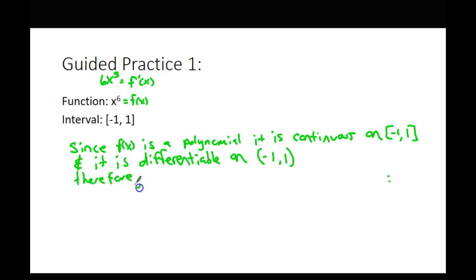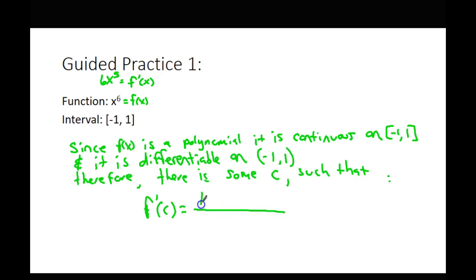Therefore, there is some C such that f prime of C... good. Now what is my B and A? The 1 and then... good. Is that right? Yes. Okay.